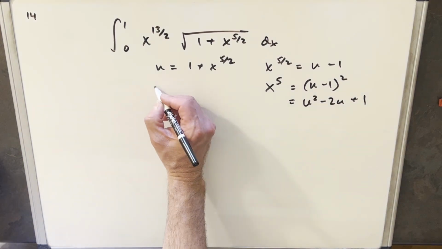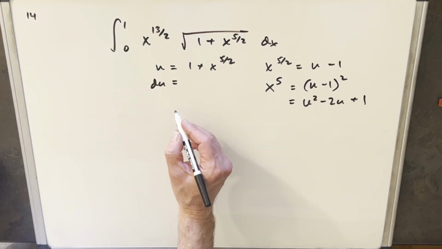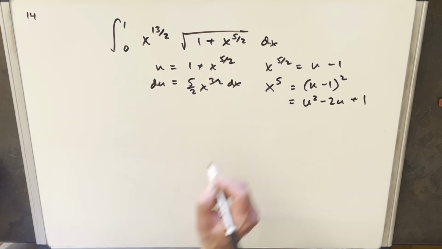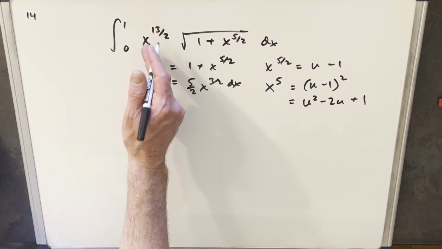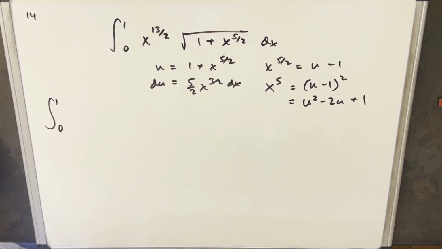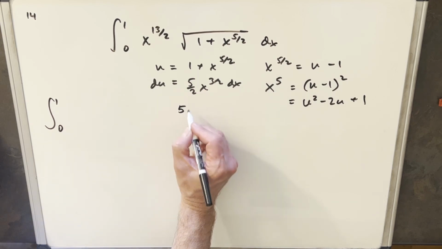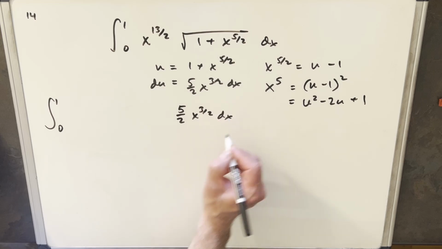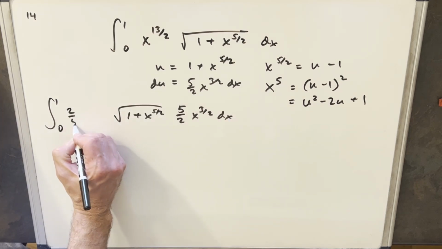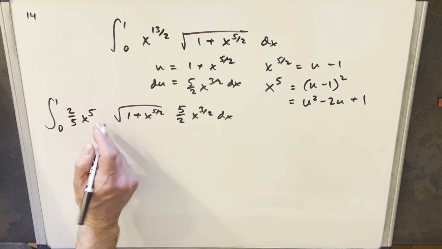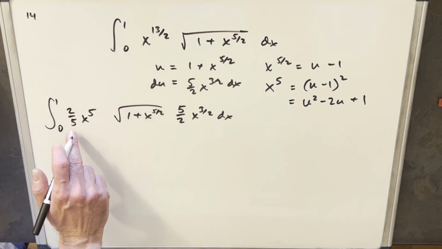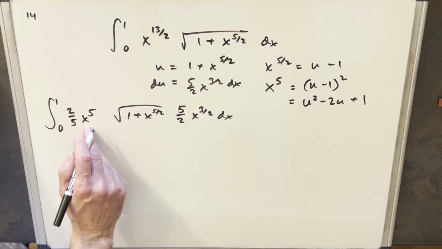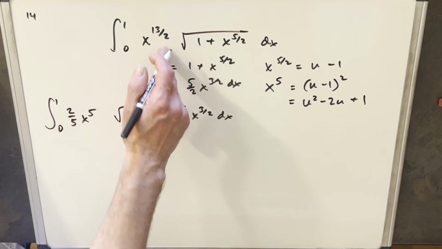And then I'll get my derivative here. du is going to be 5/2 x to the 3/2 dx. Before I substitute, I'm going to rearrange the integral. I'll create my du part at the end to make it clear, so we'll have 5/2 x to the 3/2 dx here. Then out front we'll have 2/5 x to the 5th, which is the same thing as x to the 10/2. Noticing that 2/5 times 5/2 gives us 1, and x to the 10/2 times x to the 3/2 gives us our x to the 13/2.